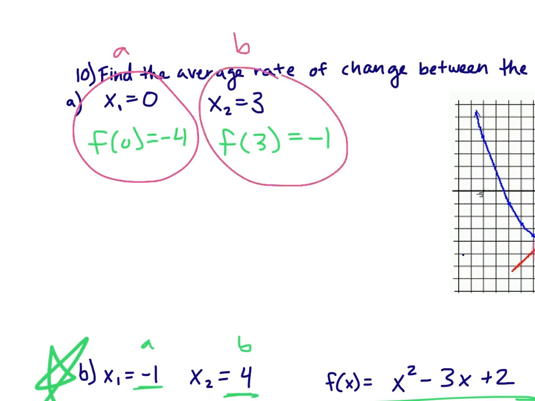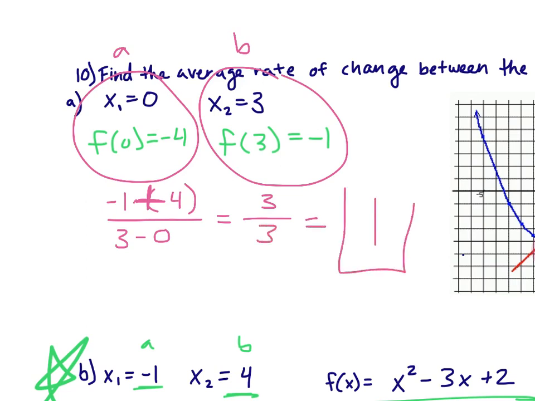So we have f of b, which is negative 1, minus f of a, which is minus negative 4, over b minus a, so 3 minus 0. Negative 1 minus negative 4 would be plus 4, so this would be positive 3, and then 3 minus 0 is 3. So here our average rate of change is just 1.